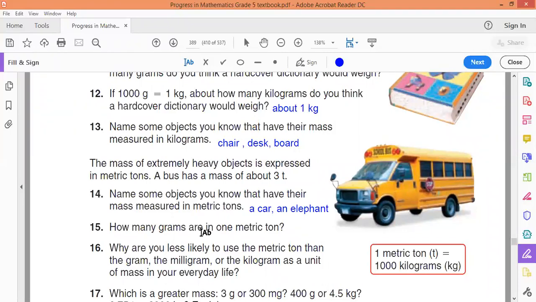Now, next one, question number 15. How many grams are in 1 metric ton? 1 million. How many grams will there be? 1 million, 0, 0, 0, then 0, 0, 0. No, that is billion.